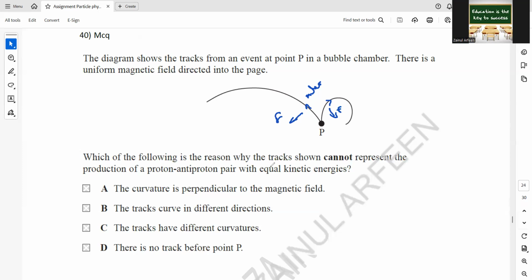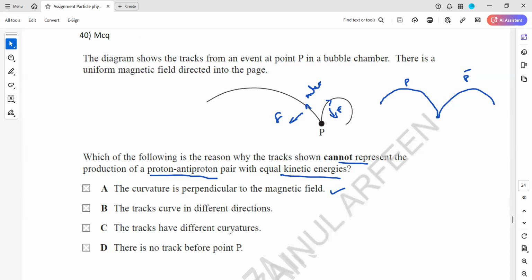Which of the following is a reason why the track shown cannot represent the production of a proton and antiproton with an equal kinetic energy? If they had an equal kinetic energy, then what should the track be? They should have equal curvature. The curvature of the track should be the same. Is the curvature perpendicular to the magnetic field? No, that is not the idea. The track curves in different directions. Yes, the tracks should curve in different directions when they are particle and antiparticle. If there's a proton and antiproton, they should have tracks in different directions. The tracks have different curvature.